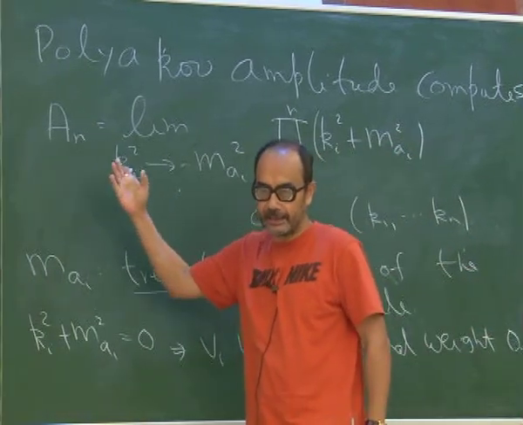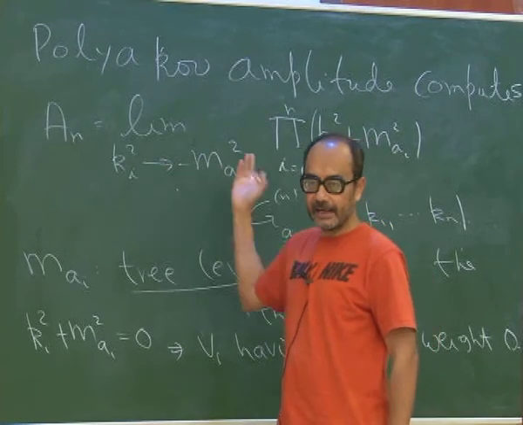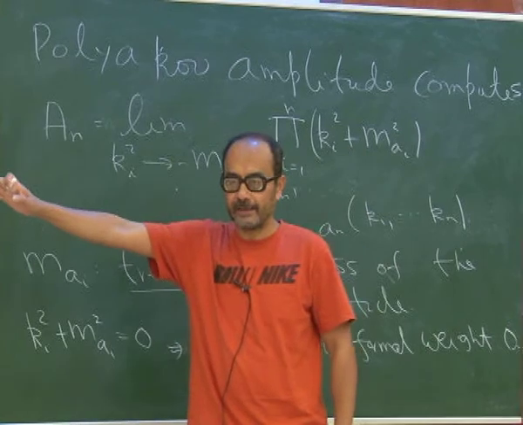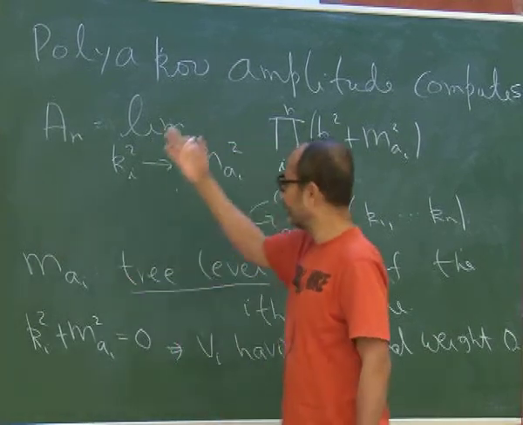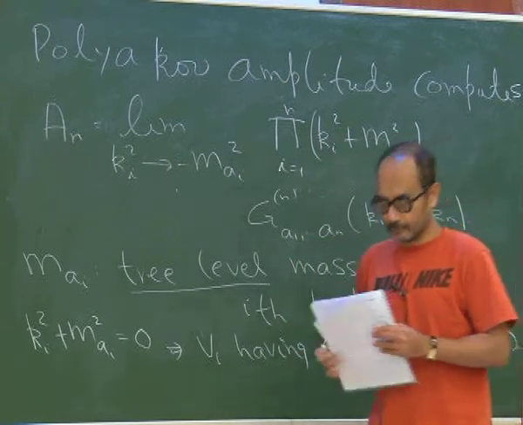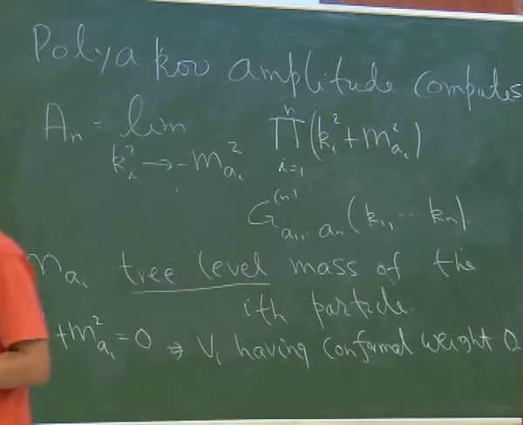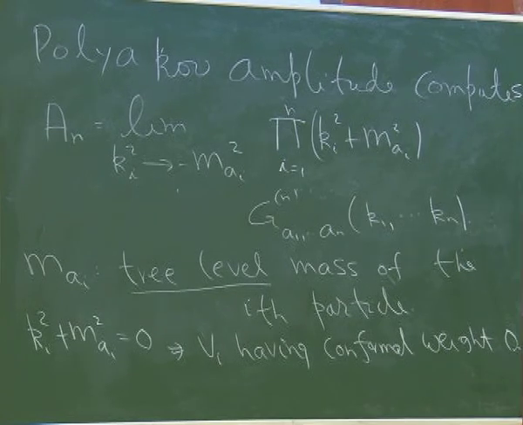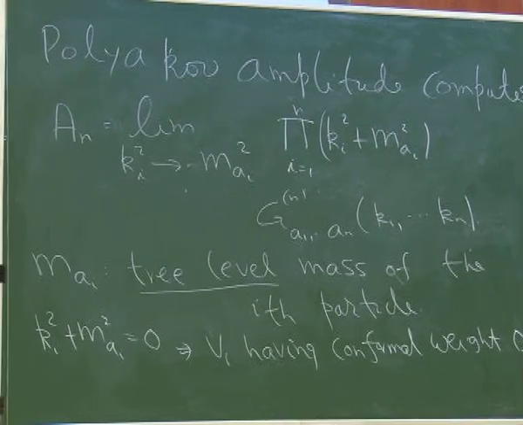What I am trying to argue here is that if you had an underlying string field theory, the Polyakov amplitude will not compute the S matrix element as this one. Okay. So you see that An and Sn are not equal.